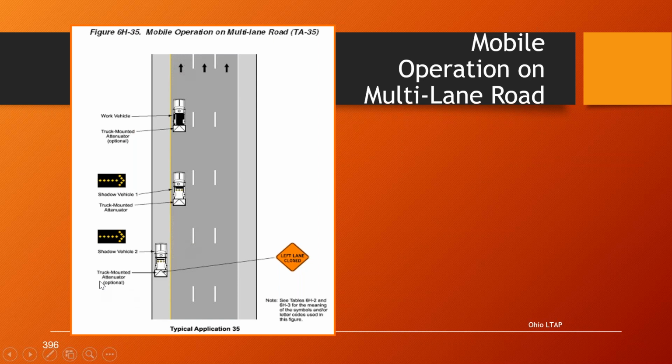So as you can see, you really have to look closely and see what is actually required and what's optional. So this first one is on the shoulder. It says optional. But the next one is in the lane. It's not optional. And then the work truck, since it's being protected by the shadow vehicle, it says optional. Again, optional, as we learned earlier, is how we make your work zone as safe as possible. So just because it says optional doesn't mean, okay, I'm not going to use it. You have to consider the speed and volumes of traffic and things like that, sight distance.